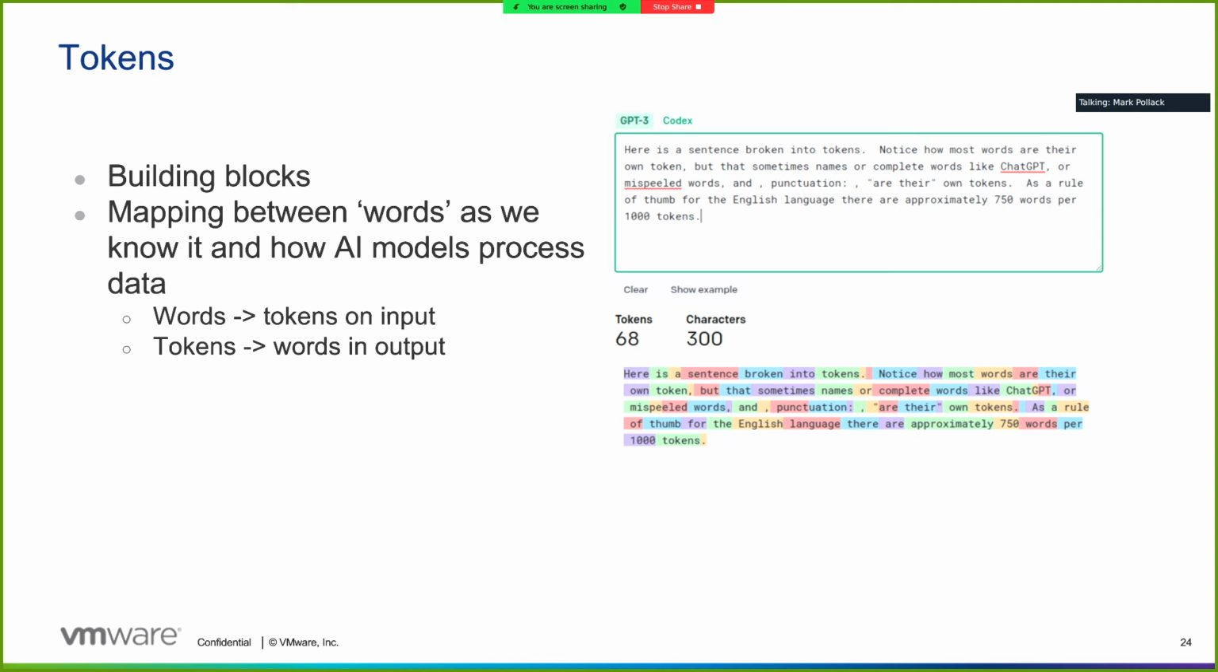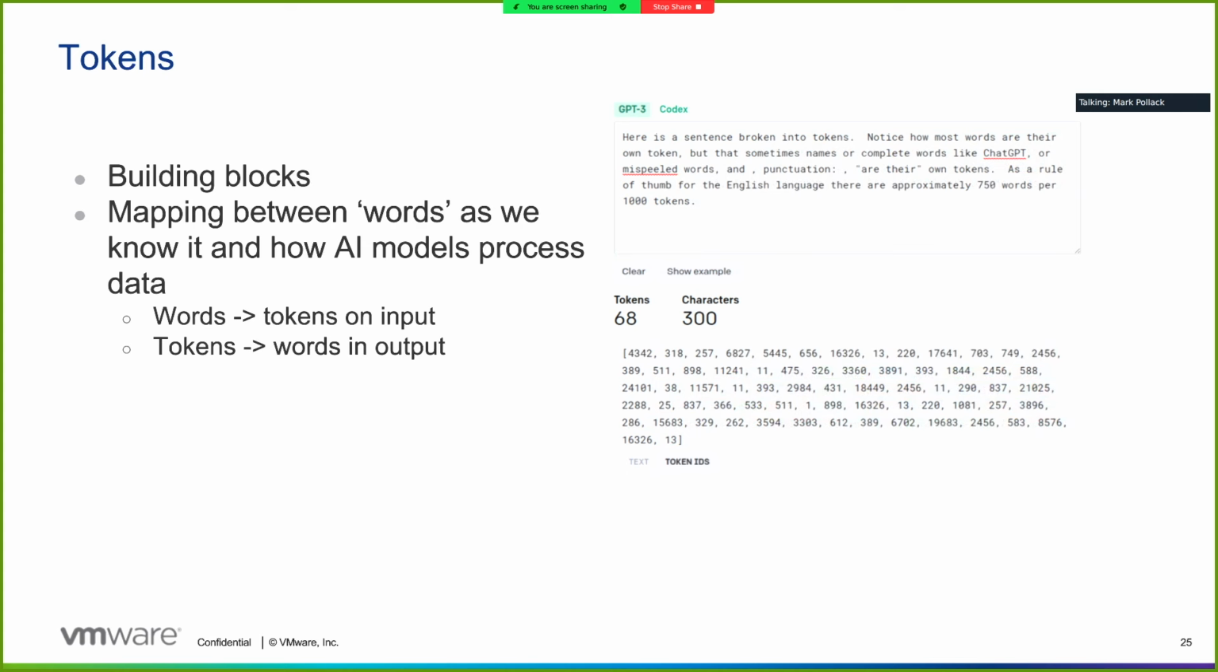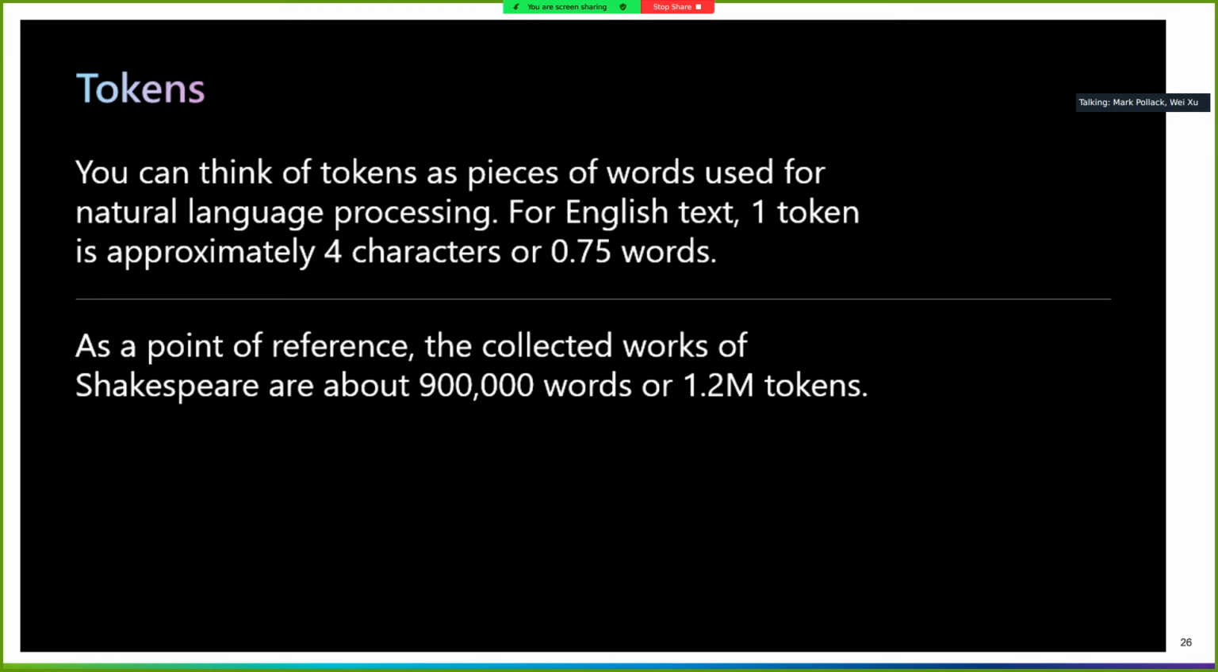So you don't have to understand too much about how it does this. And the tokens end up looking like this, right? Kind of an array of data. If you want to get deeper into it, we can explain that. But a token is basically 0.75 of a word. So if you took all the works of Shakespeare, 900,000 words, it'd be 1.2 million tokens.